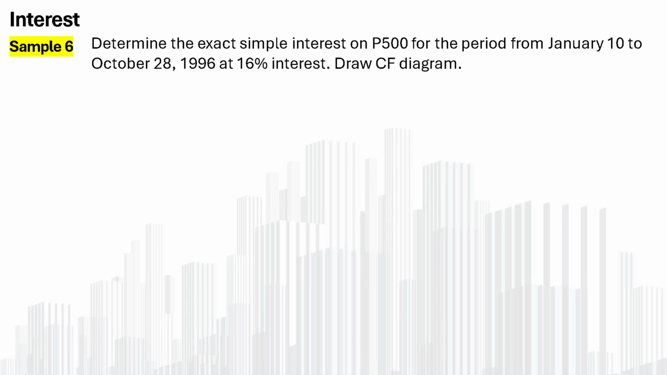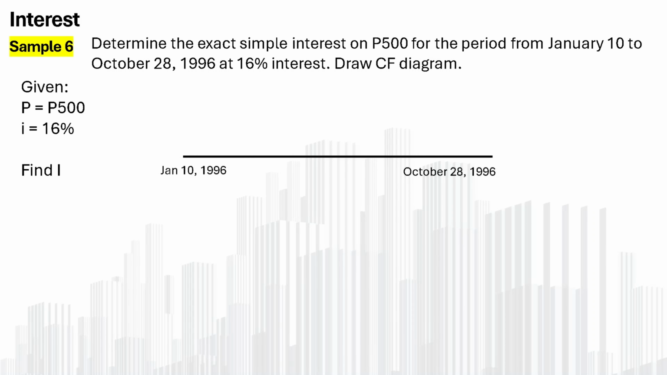Okay, for number 6, here we have an example of exact simple interest. Determine the exact simple interest on 500 pesos for the period between January 10 to October 28, 1996 at 16% interest. Our principal here is 500 pesos, and we have an interest rate of 16%. We have to find the amount accrued over this time period, or the interest. From here we can imagine our cash flow diagram looking something like this.